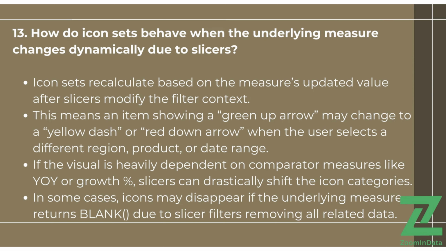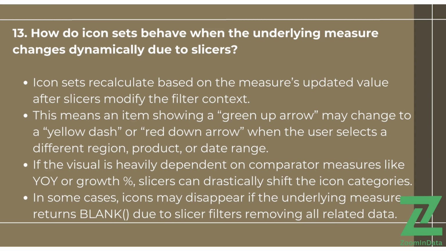13th question. How do icon sets behave when the underlying measure changes dynamically due to slicers? Icon sets recalculate based on the measure's updated value after slicers modify the filter context. This means an item showing a green up arrow may change to a yellow dash or red down arrow, when the user selects a different region, product, or date range.